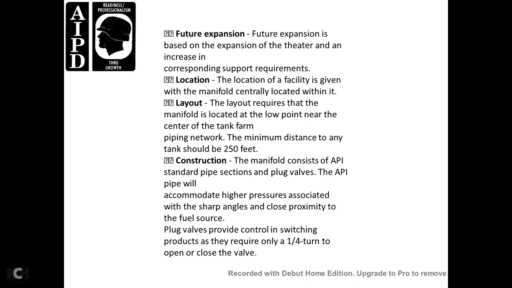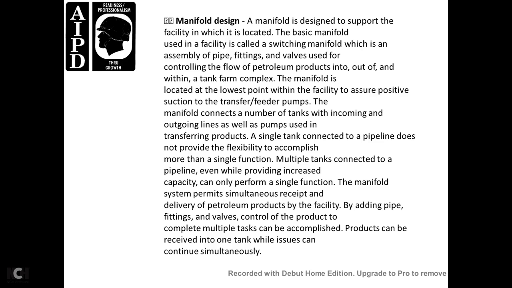The construction of the manifold consists of API standard pipe with plug valves. The API pipe accommodates the high pressure associated with sharp angles and the close proximity of the fuel source. The plug valves provide control and switching of products, as they require only a 1/4 turn to open and close the valve. Manifold design. A manifold design is to support the facility at which it is located.